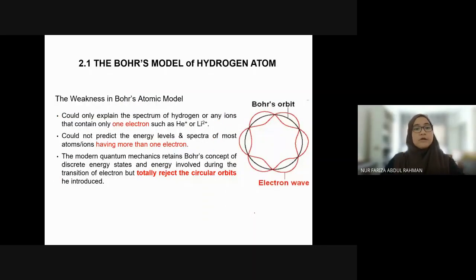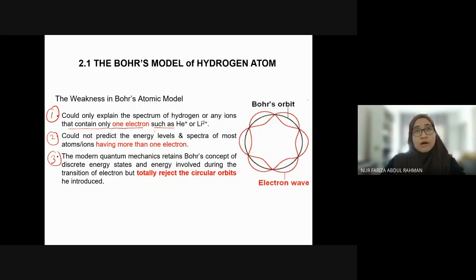So however, there are weaknesses in Bohr's atomic model. Okay, so what are the weaknesses for Bohr's atomic model? Okay. Weakness number 1. Okay, so in total we have 3 weaknesses in Bohr's atomic model. Okay, Bohr could only explain the spectrum of hydrogen or any ions that contain only one electron, such as helium plus or lithium 2 plus. Okay, so Bohr is only limited for atom or ions having one electron.